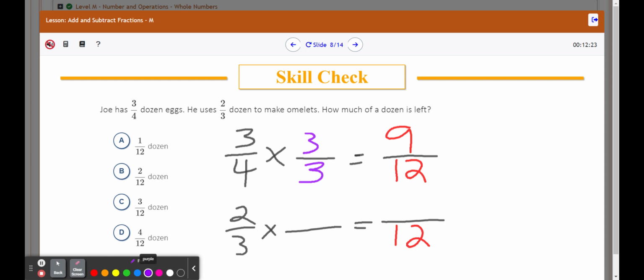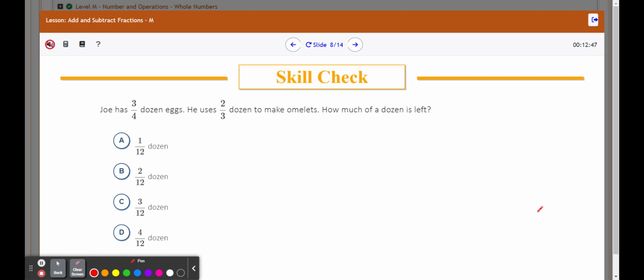I'm going to do the same thing to the bottom now. 3 times what equals 12, or 12 divided by 3 gives me what? The answer is 4. So if I multiply the bottom by 4, you got it. You have to multiply the top by 4. So now I go straight across. 2 times 4 is 8. Boom. Now I have two numbers that have the same denominator. I have two like fractions. Now I can subtract.